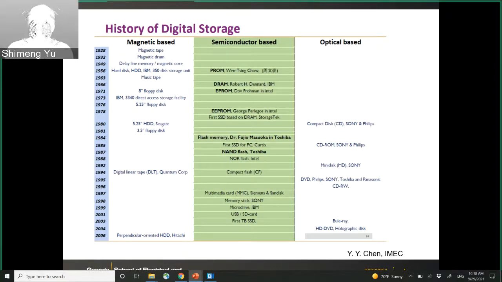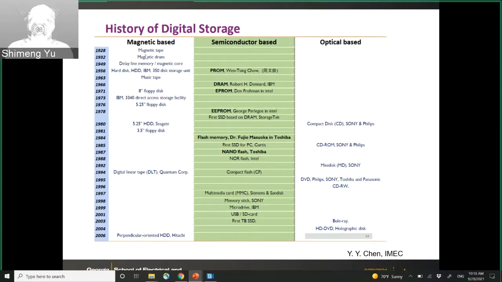But storage means long-term storage. You want to save the data for a long time. And this is the storage. Here, there are different kinds of mechanisms for the data to be stored. The first category is magnetic-based, and actually this can be traced back about a century ago.